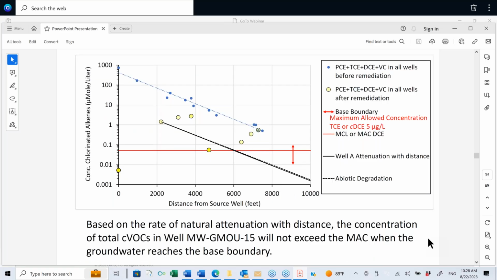You may want to ask, what about those other green dots? The Air Force has and is maintaining another set of treatment systems that are capturing and dealing with the down gradient portion of the plume. So this analysis only applies to that up gradient treatment plant.